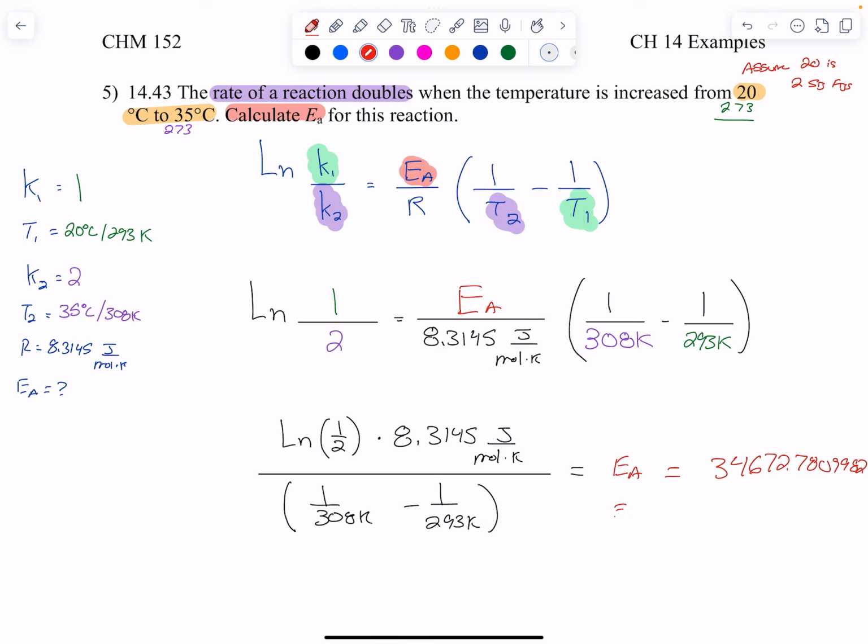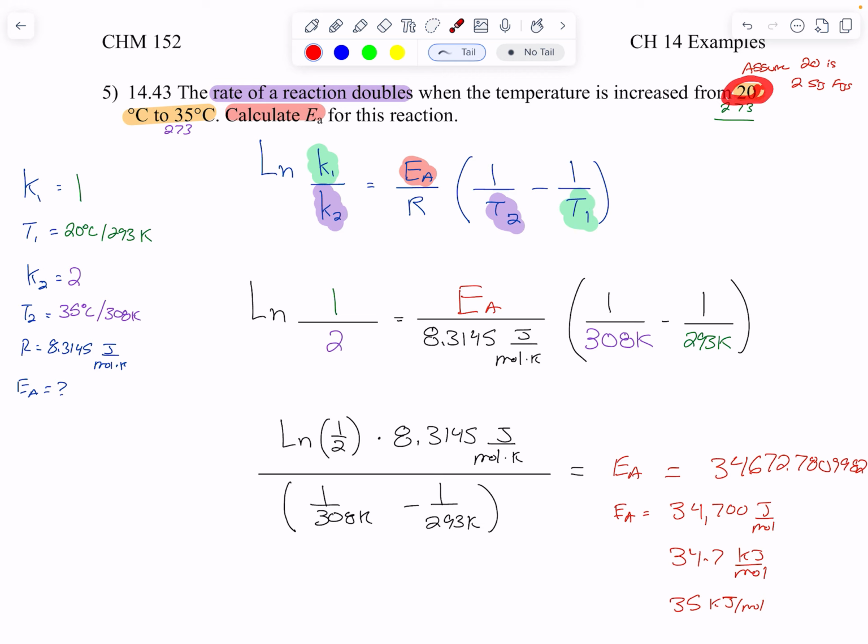And so EA is 34,700 joules per mole, or 34.7 kilojoules per mole. That's if I get the 3 sig figs. If I only get the 2, it's 35 kilojoules per mole. So now, hopefully, we don't have any confusion, any ambiguity here with the 20. But that's how you would do the Arrhenius equation with 2 points.